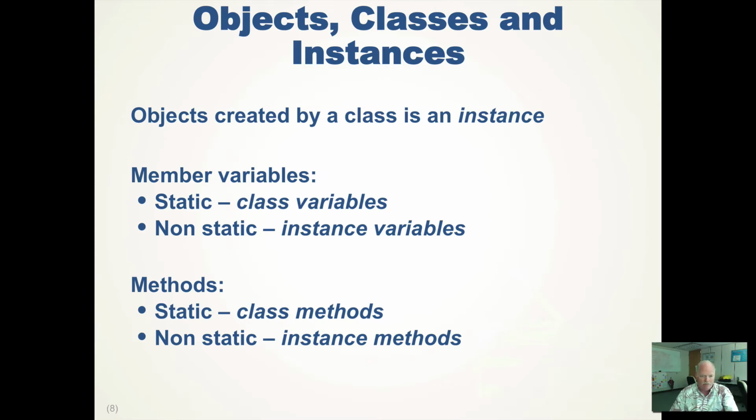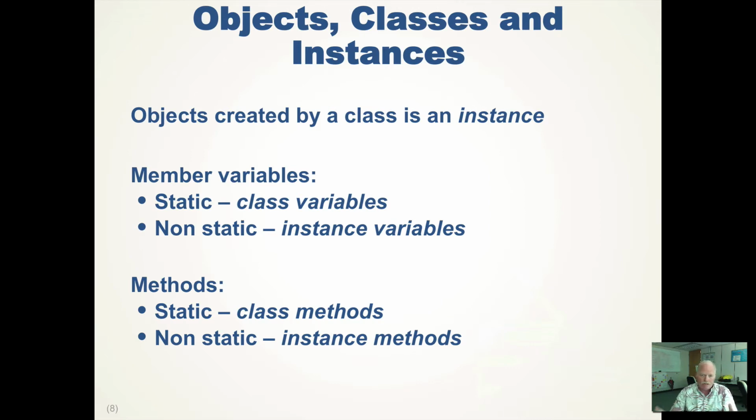They all have member variables. If the member variable is static, that's associated with the class, so it's called a class variable. If it's non-static, it's associated with each instance. They each get a copy, so they're called instance variables. Same thing applies to methods. If you have static methods, they're associated with the class, so they're class methods. If you have non-static methods, they're associated with the instances, so each instance gets its own copy of the subroutine or the method.